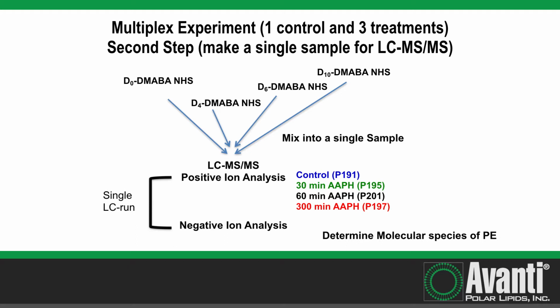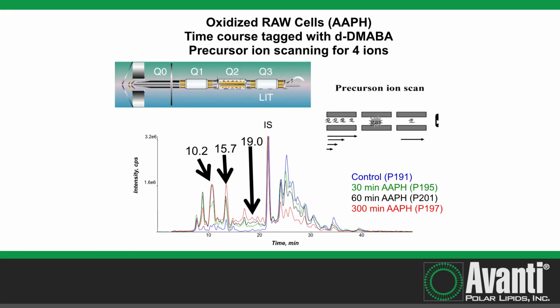Now we'll look at what the molecular species look like. This is a trace of the experiment in which we're looking at product ions, 191, blue trace. You can see a little bit in here. Most of it's coming out here. The green trace, which is 30 minutes, we're getting some peaks in this early region, but also here in this later region, a lot more of those. 201, a little bit less in this later region, and 197, quite a bit less in this later region, but now quite a bit more in this early region.